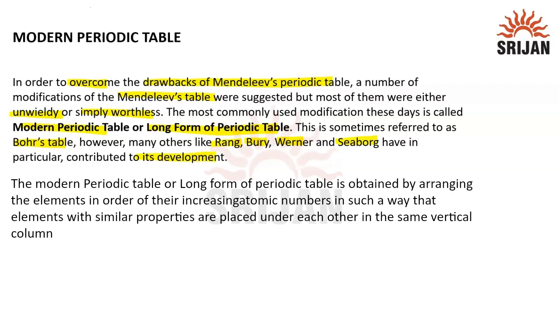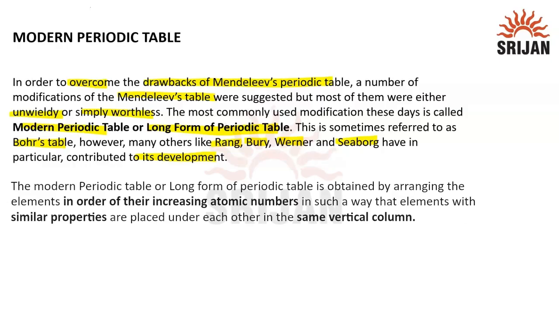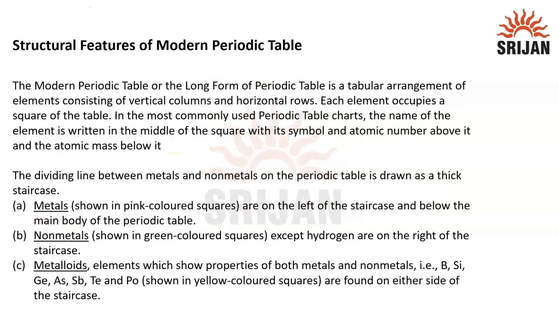The modern periodic table or long form of the periodic table is obtained by arranging the elements in order of their increasing atomic numbers in such a way that elements with similar properties are placed under each other in the same vertical column. Structural features of the modern periodic table. So the modern periodic table is a tabular arrangement of elements consisting of vertical columns and horizontal rows. Each element occupies a square of the table.